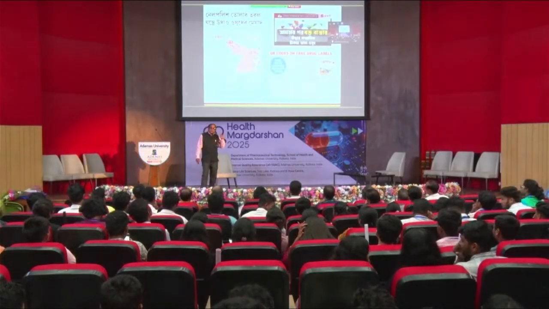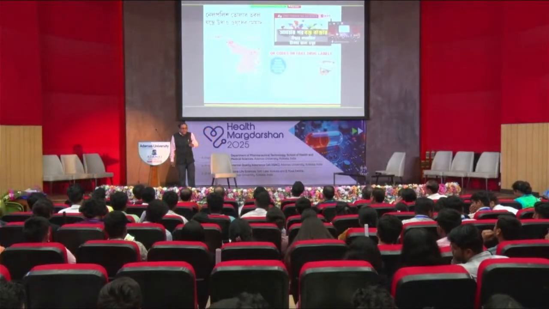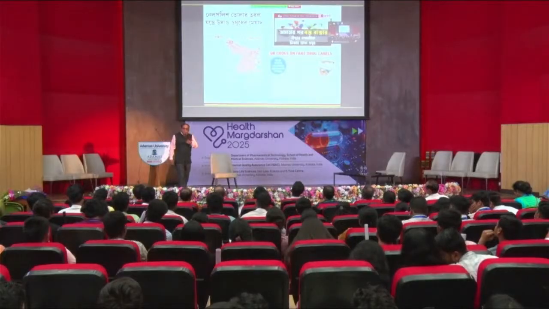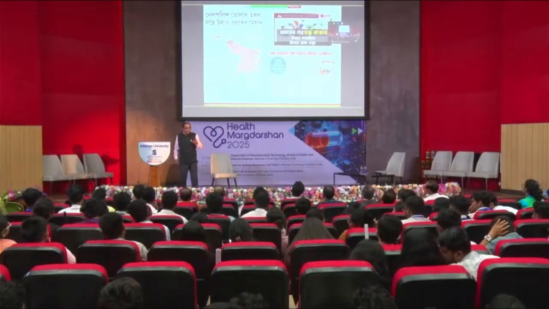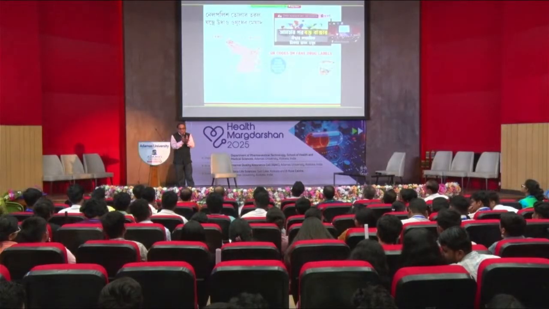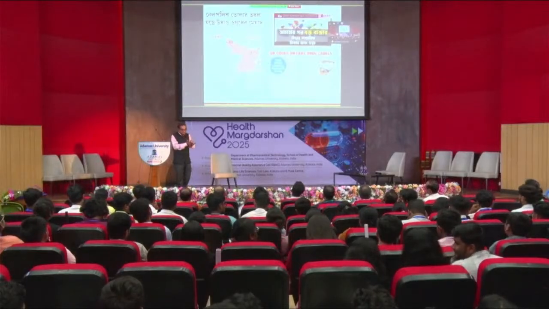So there is a huge scope for you, the budding pharmacists, that India needs lots of regulators. Those regulators control the whole system. Right? ঠিক আছে?